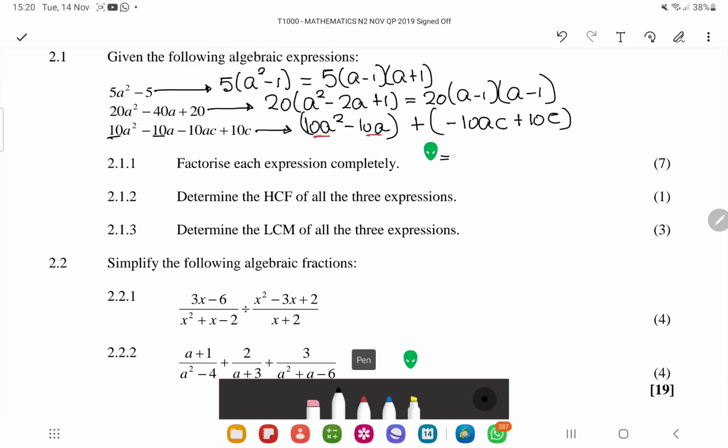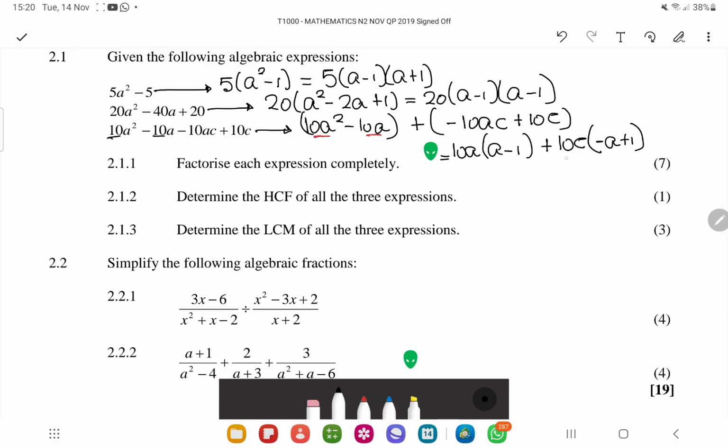When we get to this stage, in the first group the common factor is 10a. So we take 10a out, then open bracket, the remaining is a minus 1. Then we go to the other one, plus 10c. I hope you can see that 10c is the common factor. The remaining is negative a, then plus 1. If you check, the two brackets are not the same.